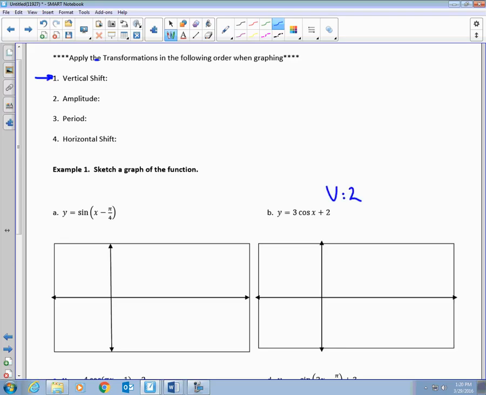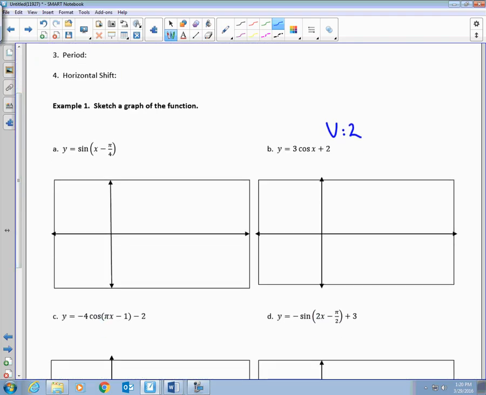2. So what that means is instead of the graph going up and down about the x-axis, it's going to go up and down about the line y equals 2. So it's going to rotate on that. What is the amplitude? 3.